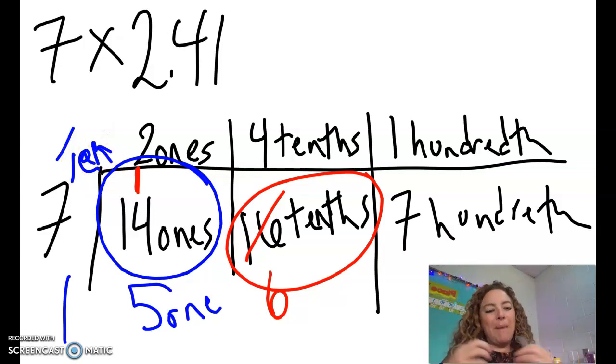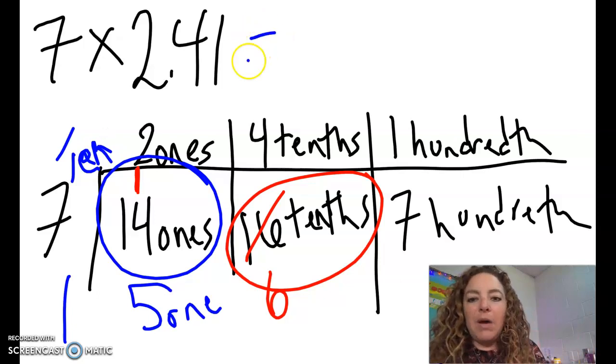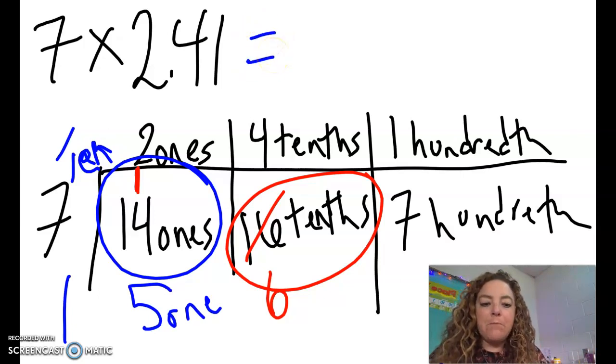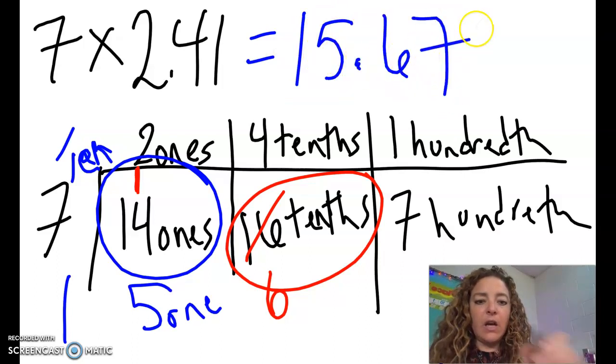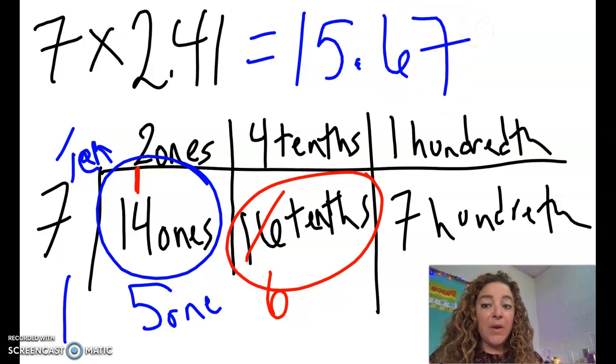So now I'm going to kind of combine all those and get my product, okay, of 7 times 2 and 41/100ths. So I have 15, right, and 67/100ths. So there we go. There is our repeated addition or multiplication using our place value charts, which is what you're going to do in your practice on your own. All right.